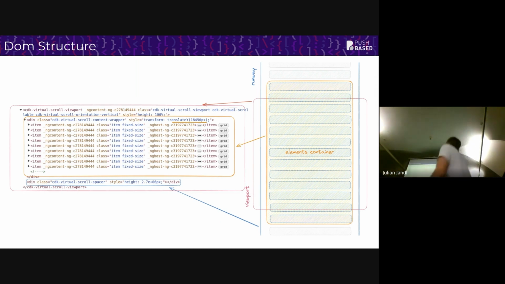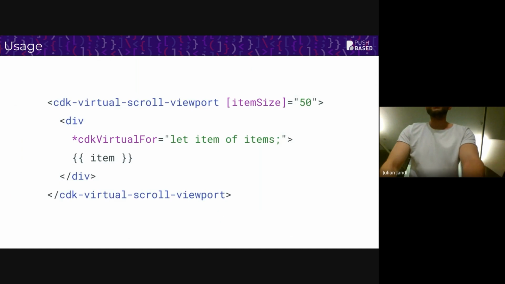And then finally, you see the elements container here, containing all of our items. We see 1, 2, 3, 4, what is it? 10 items or something rendered, and it is transformed to the position by using translate. So this is how CDK is looking internally. How do you use it? Maybe you have used it before. It's part of the Angular components package.